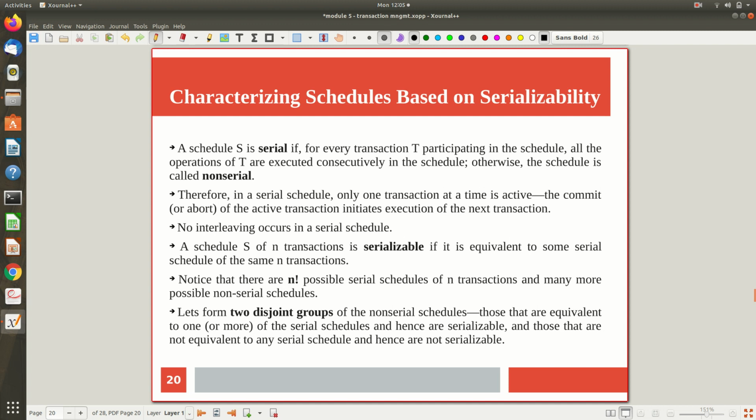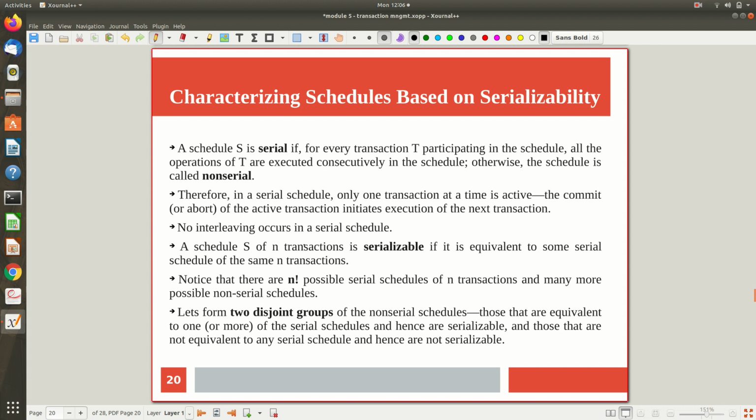So what is a serial schedule? For every transaction T which is part of this schedule, all the operations of T are executed consecutively in the schedule. Another way to say it is that one transaction should finish completely and then another should start. That means in between you are not interleaving. One after another, all operations within a transaction happen consecutively, not interleaved by other operations. So that ordering is maintained. Okay, clear. Otherwise I call it a non-serial schedule.